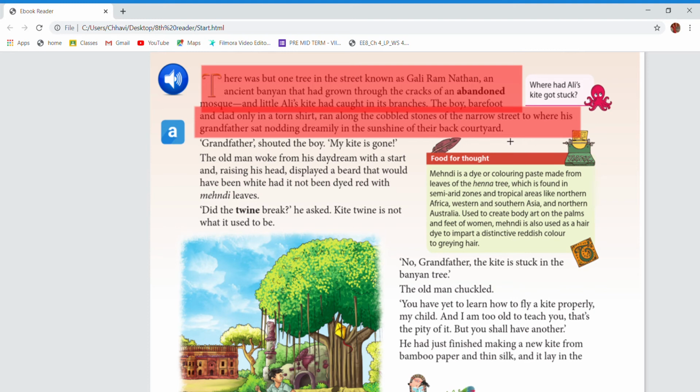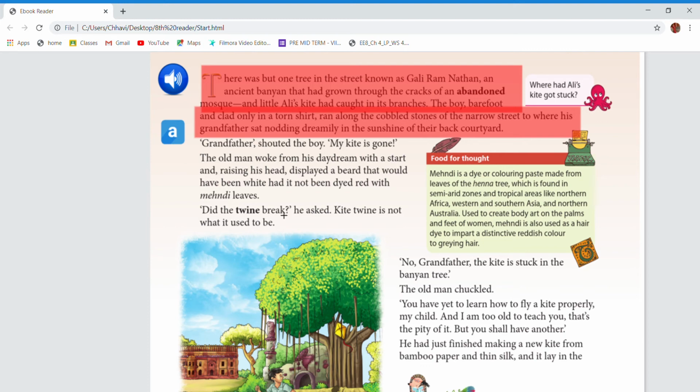And where was he going? He was going to his grandfather, who was sitting in the sunshine. He was dreamily sitting in the sunshine, which means he was probably taking a short nap. He was sleeping in the courtyard, and the courtyard is the open area at the back side of the house.